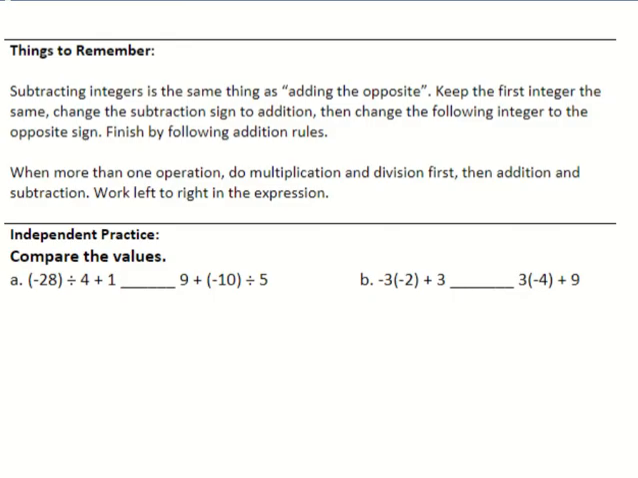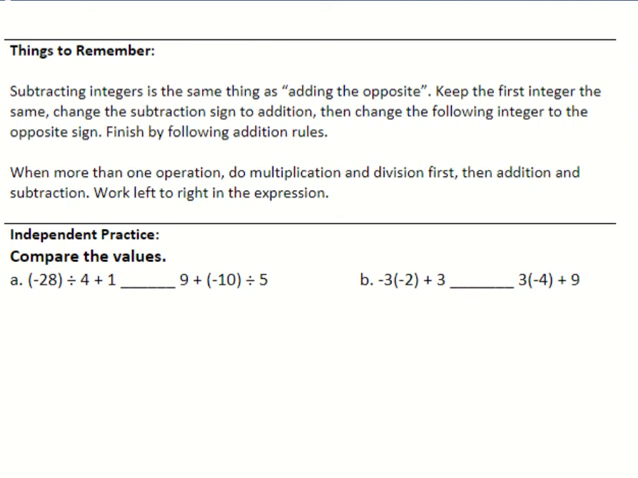Okay. So some things to remember, we actually wrote them down for you instead of doing them after the fact. So subtracting integers is the same as adding the opposite. So just as a reminder how to do that, keep the first integer the same. Change the subtraction sign to addition. Then change the following or next integer to the opposite sign. Finish by following your addition rules. Okay, so add the opposite.